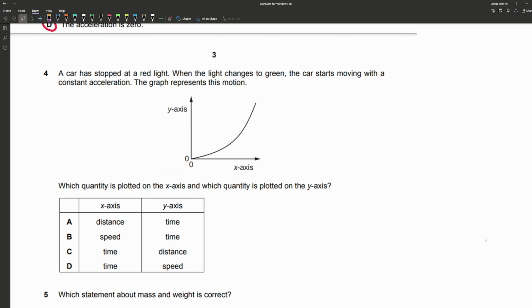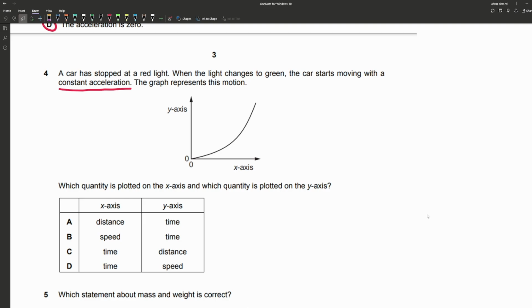For the fourth question, they say that the car has stopped at a red light. When the light changes to green, the car starts moving with a constant acceleration. The graph represents this motion. Which quantity is plotted on the x-axis and which is plotted on the y-axis? Okay, so very important words that we need to remember in this question is that they say that the car has constant acceleration. Constant acceleration means that it accelerates at a constant rate. The change in velocity is constant.